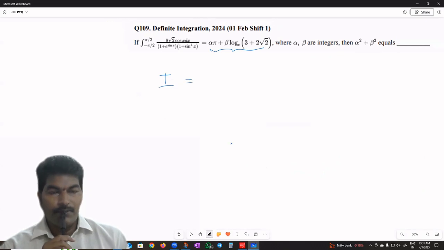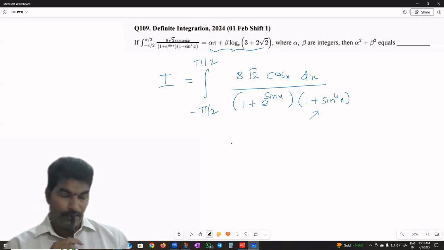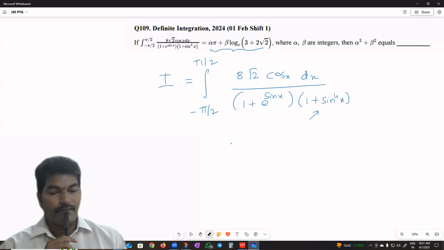Integral I is equal to the integral from minus pi by 2 to plus pi by 2 of 8 into root 2 cos x dx, whole divided by 1 plus e power sin x, and multiplied by 1 plus sin power 4 x. This part is very crucial.